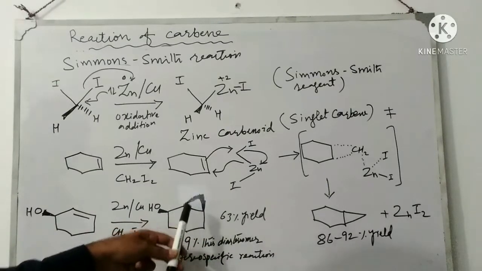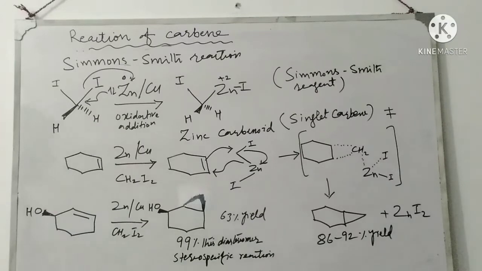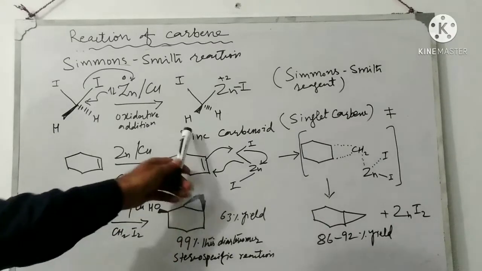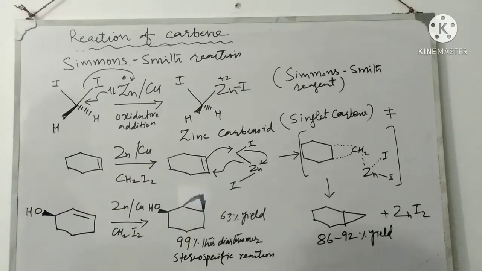The carbenoid adds to the same face as the hydroxyl group. So this is evidence that makes the Simmons-Smith reaction even more important. This reaction gives the addition of the zinc carbenoid stereospecifically to the double bond.